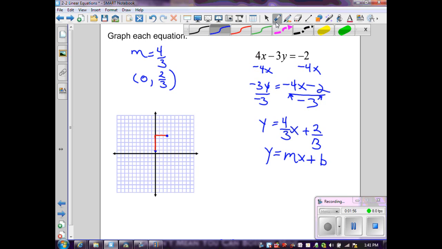And creating one more point. And I count up 1, 2, 3, 4, and to the right 3. And that's just below the whole unit, since it's at 2/3. And I place a point, and then I connect with a line.